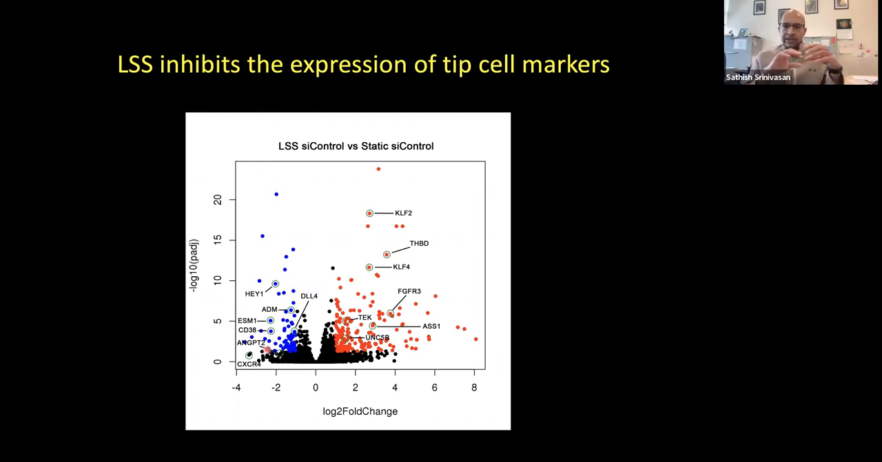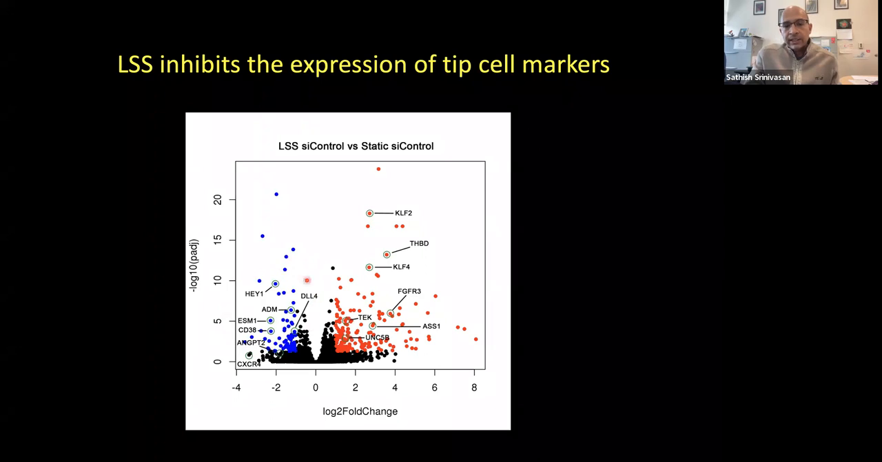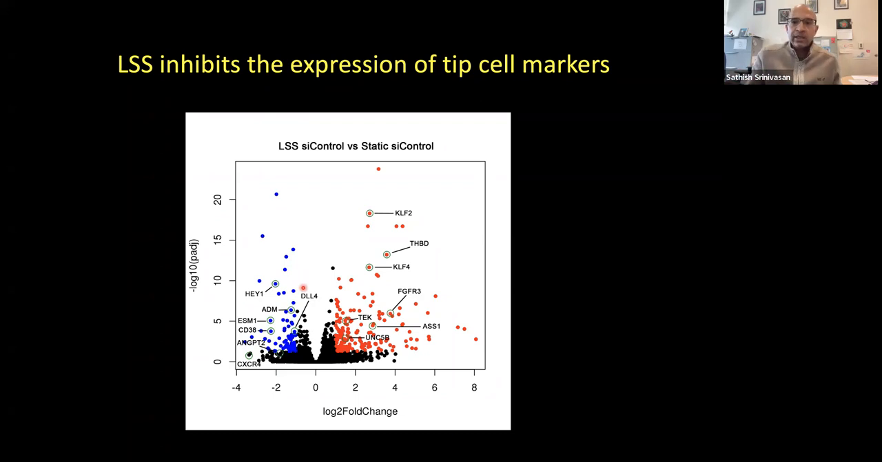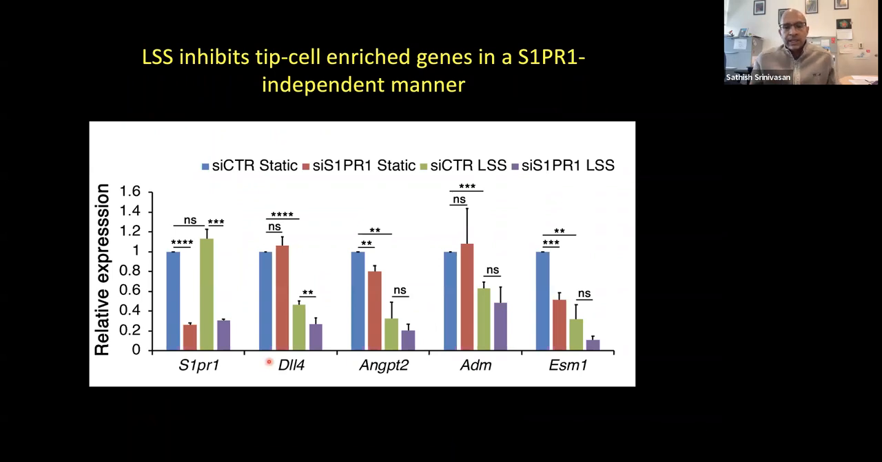So I showed you that nice figure where you have the tip cells and you have the mature vessels. These molecules are expressed in the tip cells, and consistent with the idea that shear stress makes the vessel more quiescent, these tip cell markers are downregulated by shear stress. But once again, when we do this experiment in the presence of siRNA for S1PR1, we didn't see any obvious differences. So laminar shear is still able to downregulate the expression of these tip cell markers.